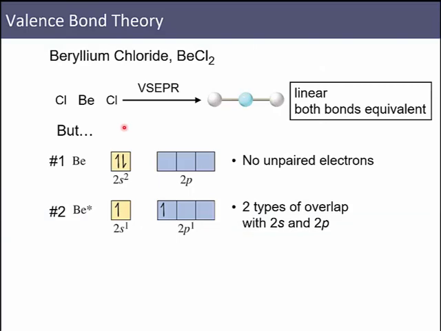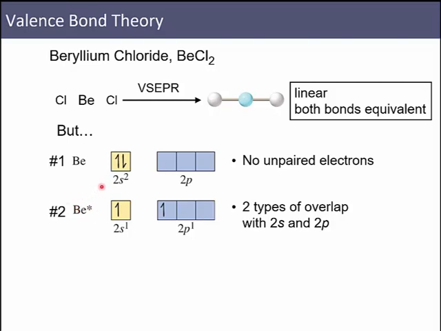So let's take a look at beryllium chloride. Our Lewis structure for beryllium chloride is going to have beryllium as the central atom with two chlorines singly bonded on either side. The VSEPR model predicts that this is going to be linear with both bonds that are equivalent. But if we look at the electronic structure of beryllium, right, we've got a 2s2 configuration with no unpaired electrons. So what we can do is put this beryllium into an excited state. That's what this little star means. It's got a little bit of extra energy.